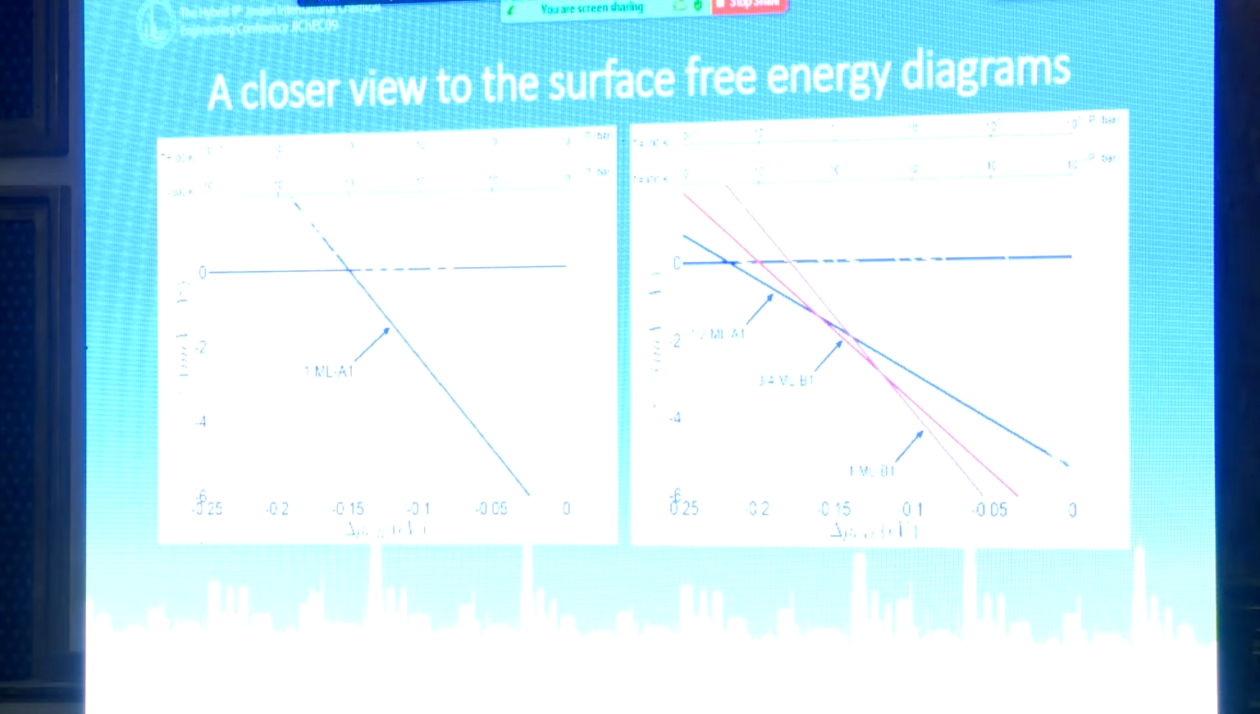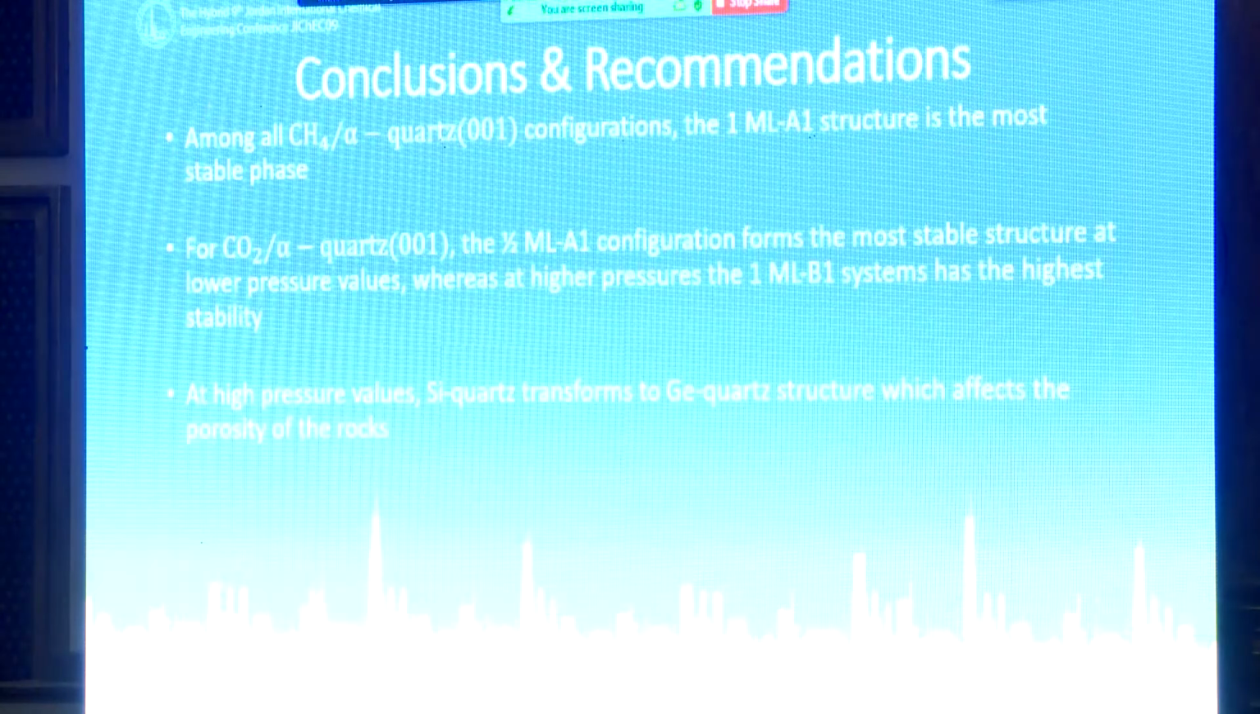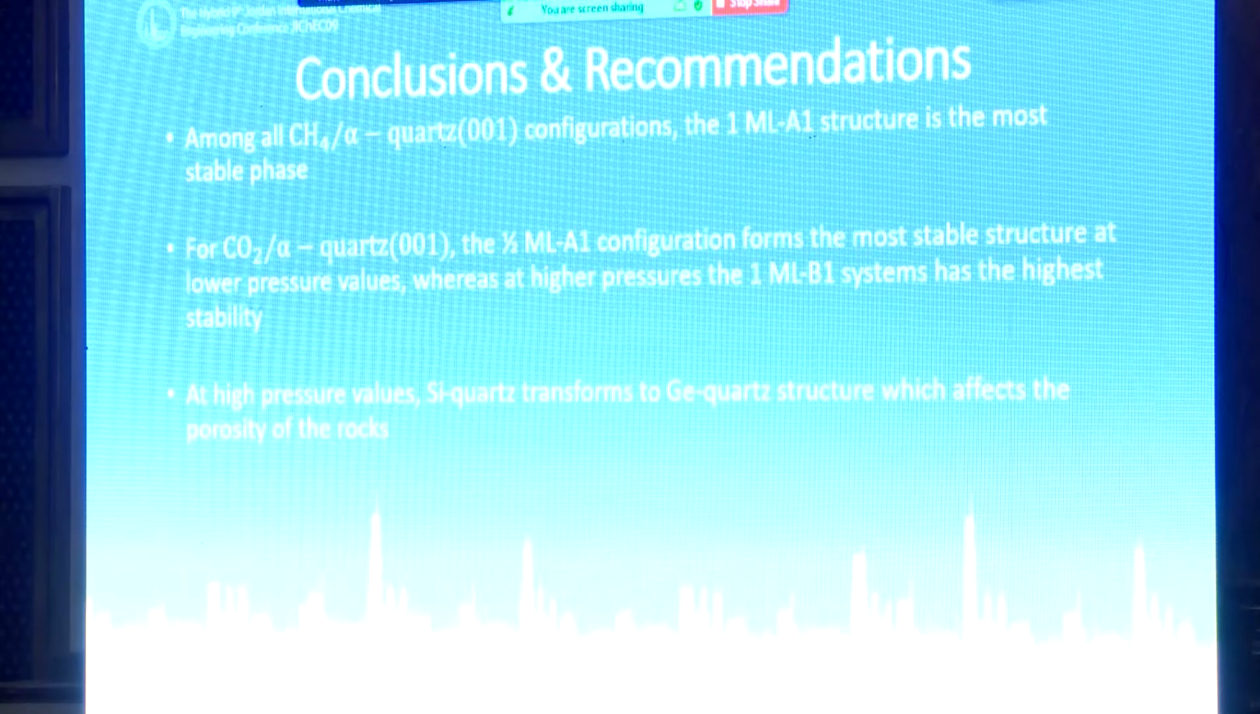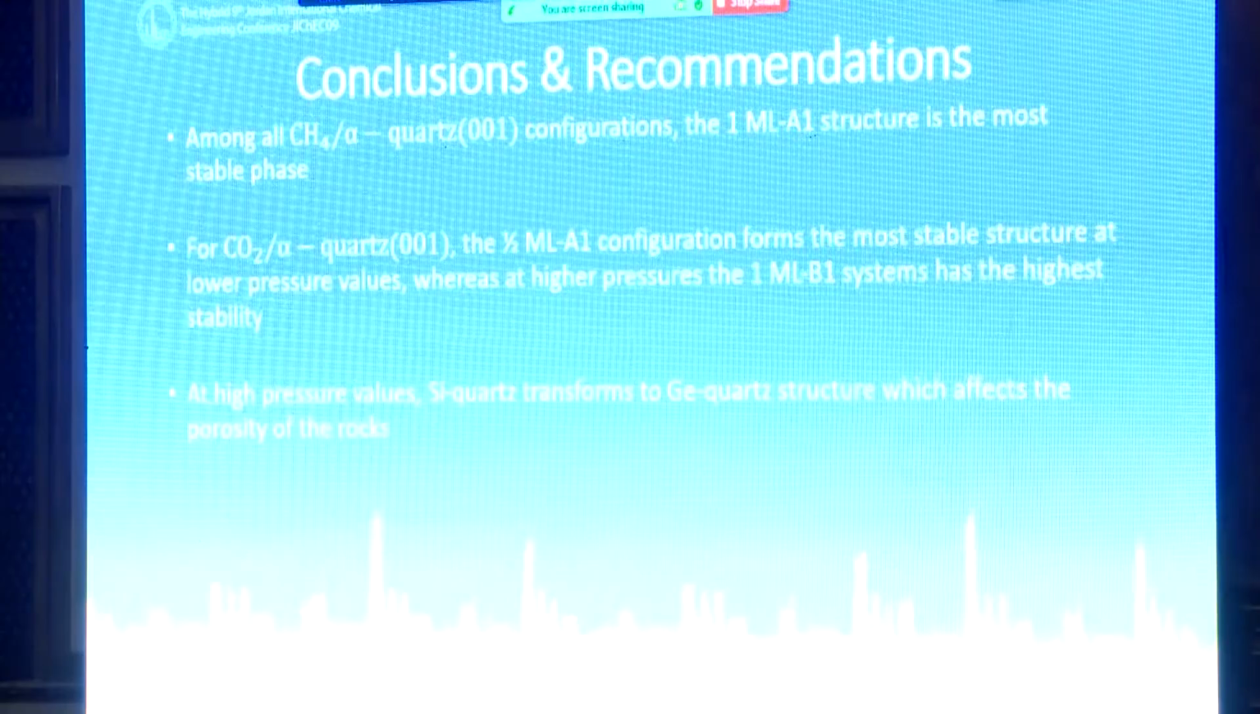So, in conclusion, among all CH4 alpha quartz configurations, we have only one stable structure that can be observed over that surface, and this structure is one monolayer A1. For CO2 over alpha quartz, we have 3 different stable structures. At lower pressure values, we have the half monolayer A1 configuration, and at higher pressure values, we have one monolayer at site B1.